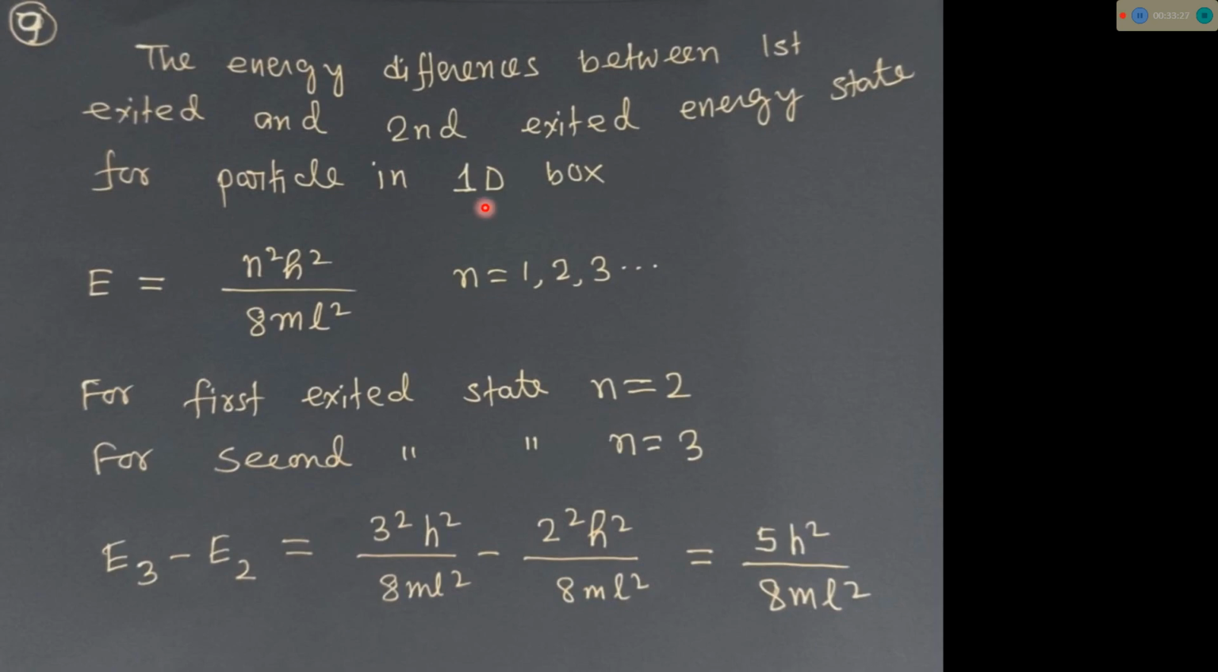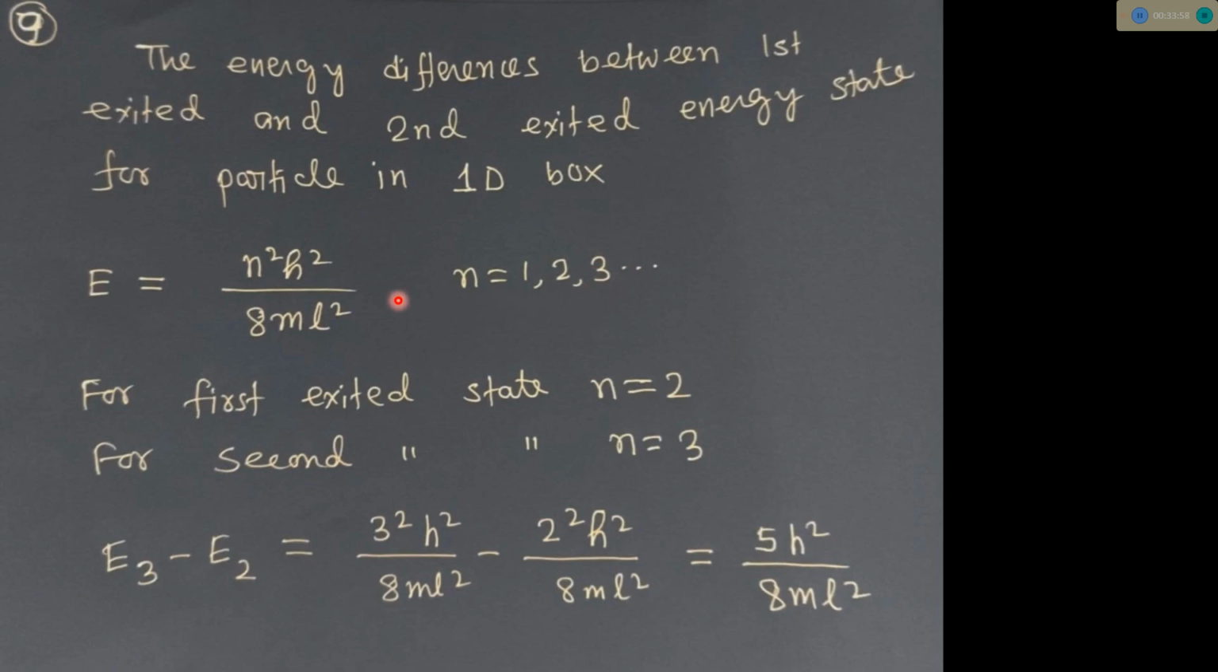You all know the energy expression for a particle in a box: n square h square by 8mL square, where L is the length of the box and n is the quantum number. For n equal to 1, this is the ground state. For n equal to 2, this is the first excited state. For n equal to 3, this is the second excited state.